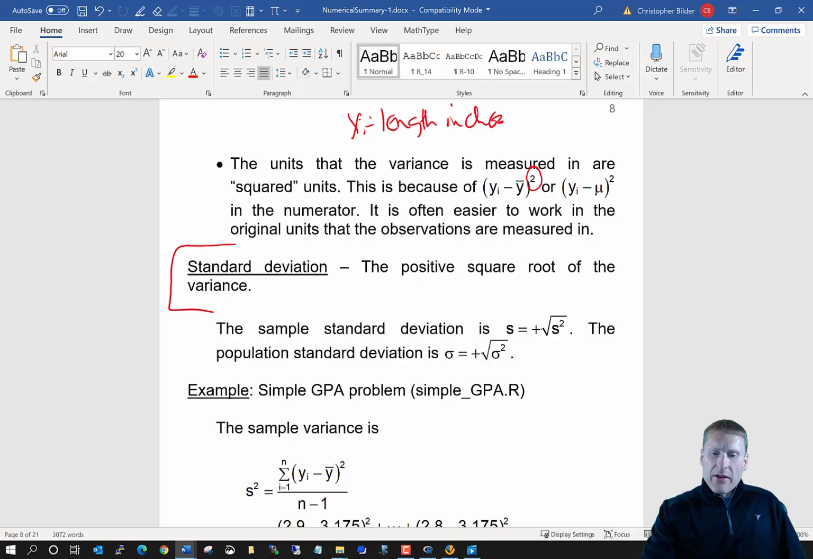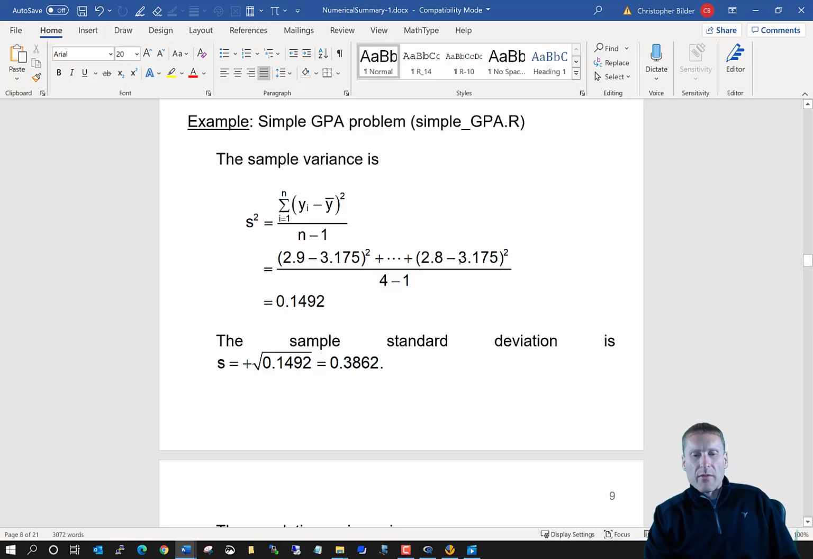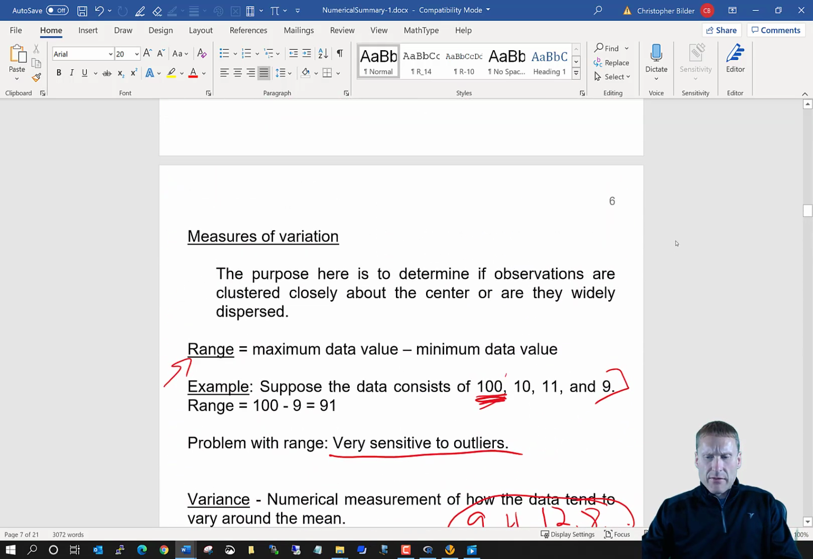So the sample standard deviation, which we're simply going to denote as S, is the positive square root of S squared. The population standard deviation is going to be denoted as sigma. It's the positive square root of sigma squared. So let's take a look at another example. This is a simple GPA problem again. Let's simply calculate this sample variance. Let me actually get what the original sample values were. Hold on a second.